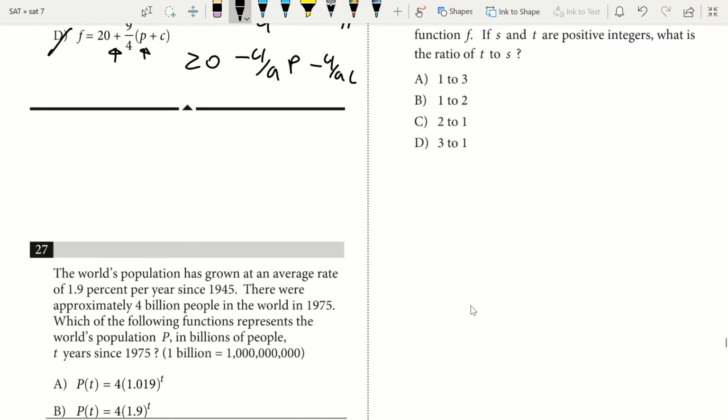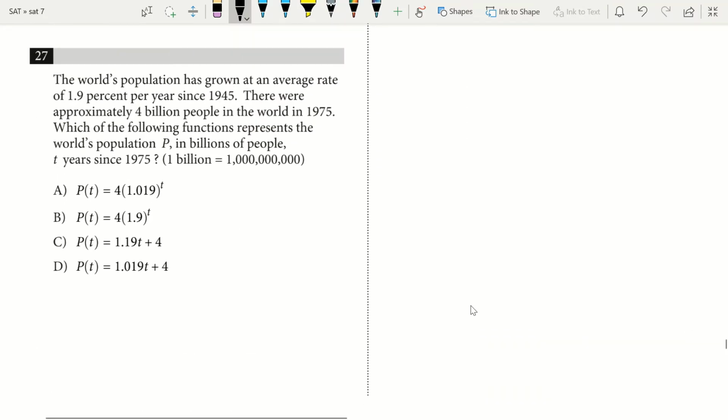All right, question 27. The world's population has grown at an average rate of 1.9% per year since 1945. There were approximately 4 billion people in the world in 1975. Which of the following functions represents the world's population in billions of people T years since 1975?